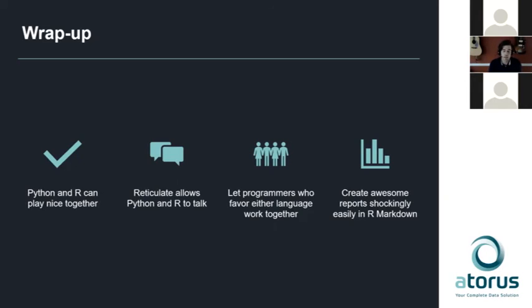And just in other contexts, when you have a multilingual team, if you have people who favor Python, people who favor R, it lets those programmers who favor either language work in the language that they choose, and work together so that you can really get the most out of it, and allow those programmers to talk in other ways that they otherwise might not be able to do as easily.